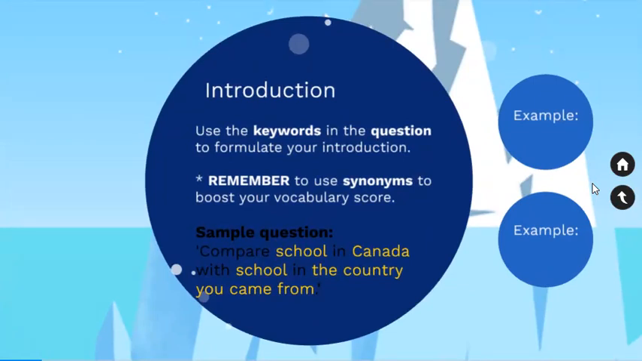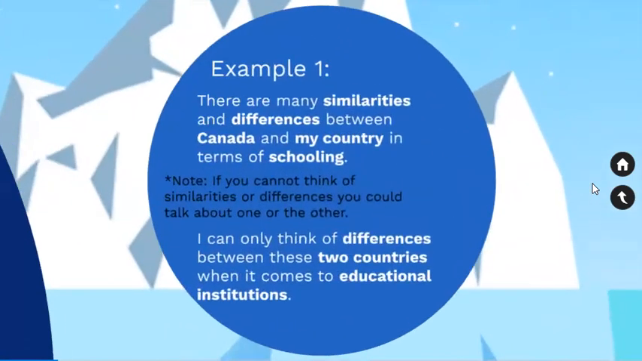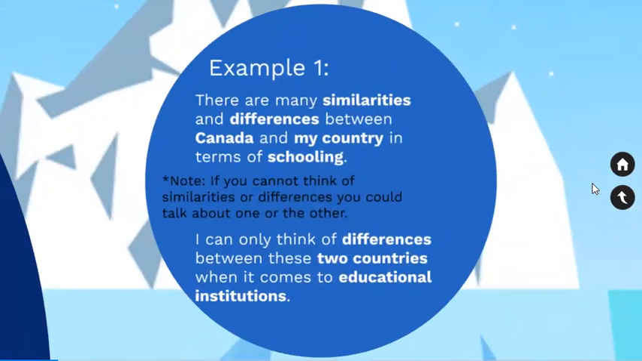Some synonyms for school could be educational institutions. For Canada, this country, the country you come from, my country, or say the name of the country. Some examples, you could say there are many similarities and differences between Canada and my country in terms of schooling.